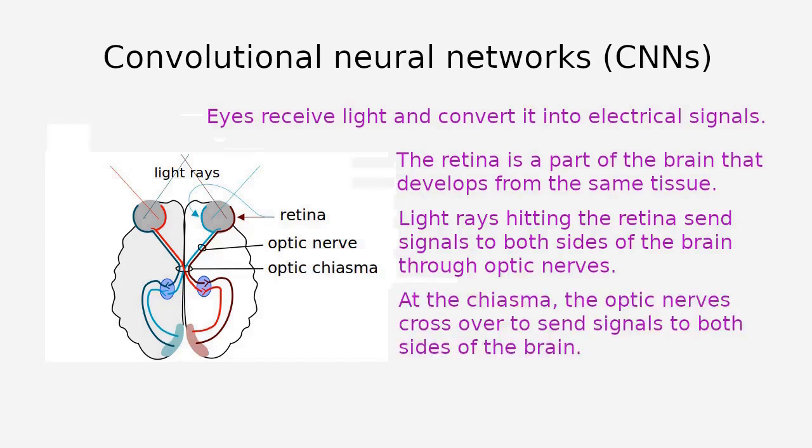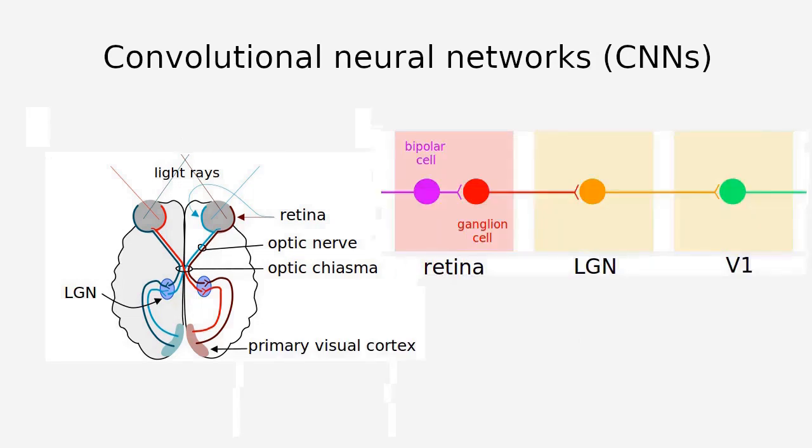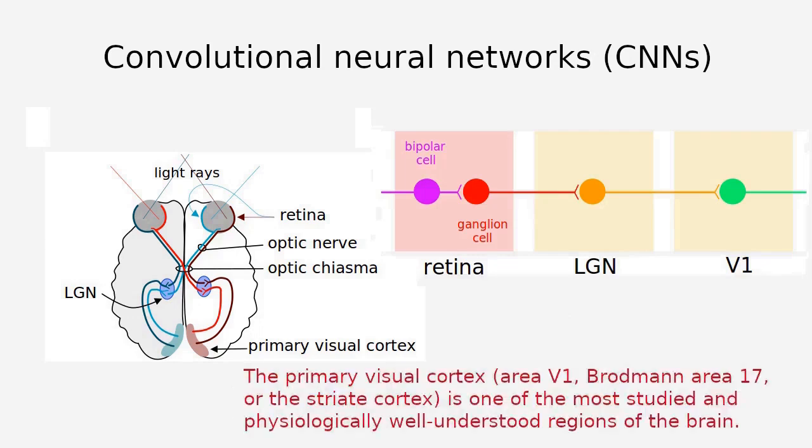Chiasma is where the optic nerves cross. Visual signals travel from the retina to the lateral geniculate nucleus, LGN, which relays visual information from the retina to the primary visual cortex and processes information related to shape, color, motion, and other visual functions. The visual cortex in the occipital lobe processes visual information and is divided into 5 areas, V1 to V5. V1, also known as the primary visual cortex, receives visual input from the LGN.